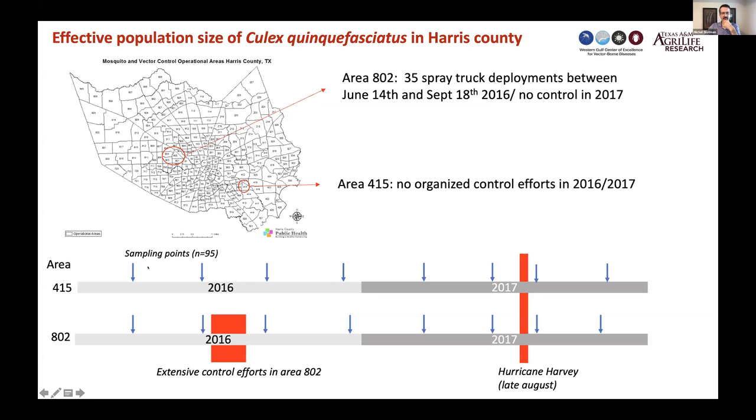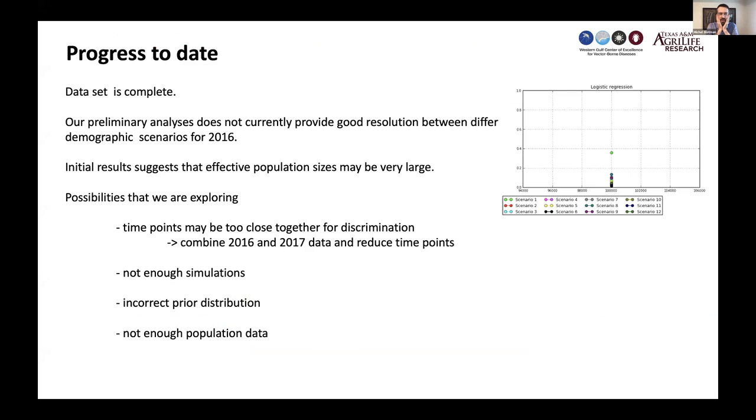And so we have 4 sampling points from 415. We have also 4 for 217, and that includes Hurricane Harvey. Okay. And so the goal here is really to estimate demographic scenarios, compare 415 to 802, and see if these extensive control efforts really affect the demographic history of these populations. So we're still working on this.